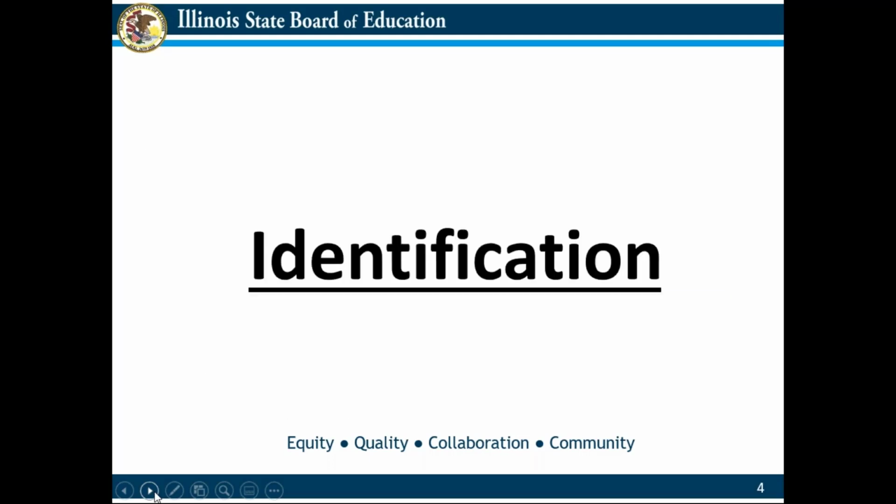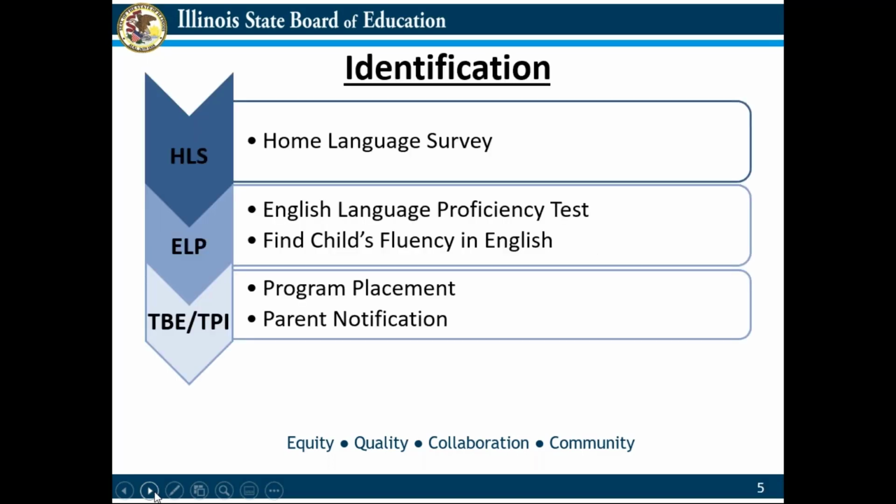Okay, we're going to start with the identification of the student. To start off, we have 3 steps that must be taken in the identification of the students. The first part is the home language survey. The second part is the English language proficiency test, which lets us know the proficiency or the fluency in the student's home language, or in English actually. And the third part is the program placement, and once the students are placed, parent notifications are sent out.